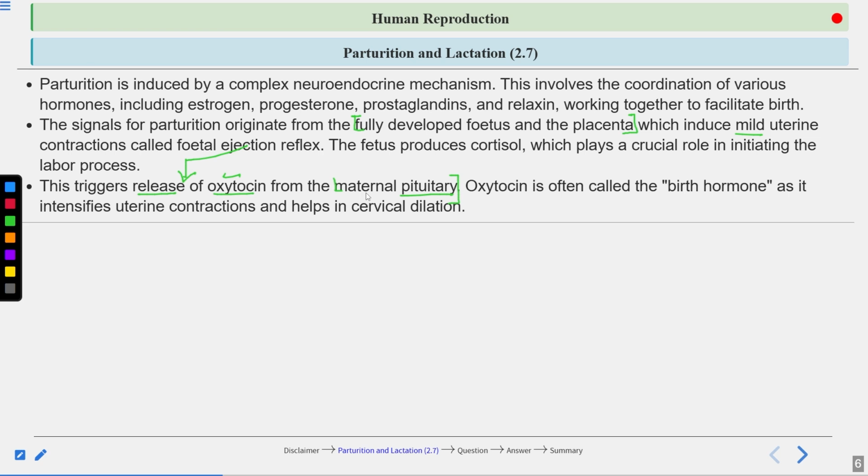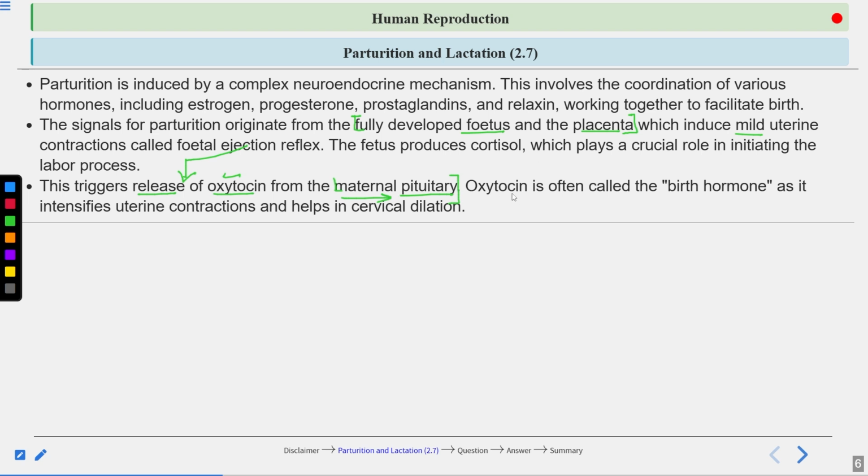So you can see initially the signals were generated by the fetus and the placenta. These signals are leading to the release of oxytocin from the maternal pituitary. So you can see such a nice coordination is happening here between the fetus and the mother as well.